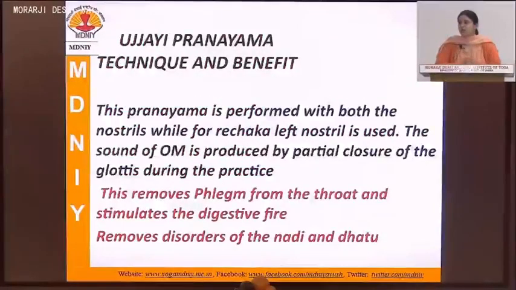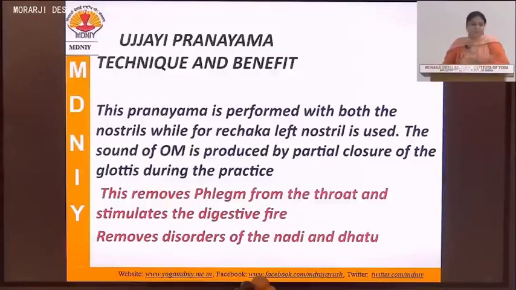Next is Ujjayi pranayam, which should be performed with both the nostrils, but the rechaka, the exhalation after that, should be done from the left, and one should produce an Om sound in this, and the vibration should be felt from the chest to the throat. This region should feel the vibrations, and there should be partial closure of the glottis in this practice Ujjayi, and this removes phlegm from the throat because it involves the throat. It is also very good for purification of the nadis.